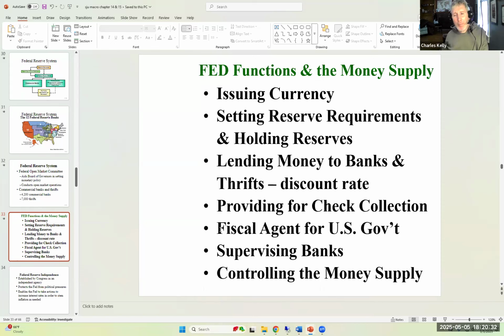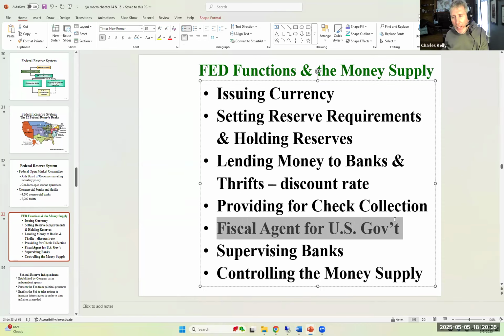I'll just go over this real quick. This function of the Fed: Uncle Sam needs a place to park its monies because Uncle Sam writes lots of checks. They write lots of checks for defense contracts, for Social Security, for unemployment, right? So when we say fiscal agent for the U.S. government, it's simply a fancy way of saying that the Federal Reserve provides bank services for the federal government, all right?